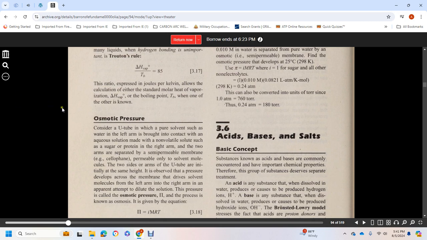Alright, osmotic pressure. Consider a U-tube with pure solvent in the left arm in contact with an aqueous solution of a non-volatile solute such as sugar or protein in the right arm. The arms are separated by a semipermeable membrane, such as cellophane, permeable only to solvent molecules. The two side arms of the U-tube are initially at the same height. Pressure is observed to develop as the membrane drives solvent molecules from the left arm to the right arm.